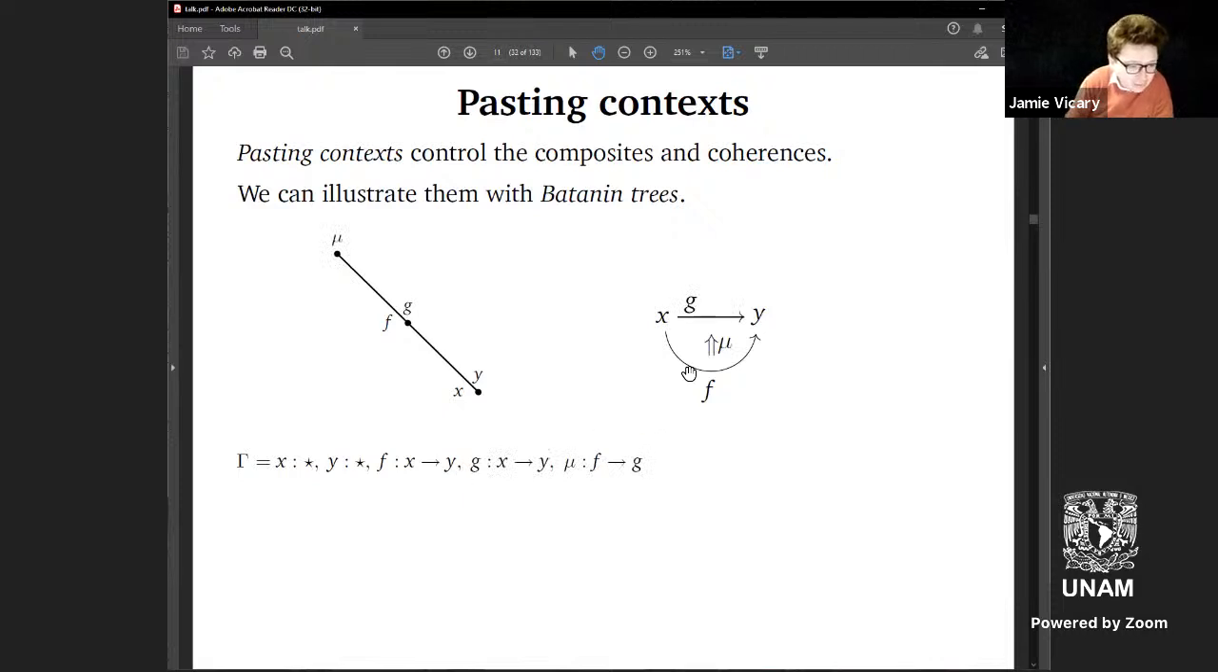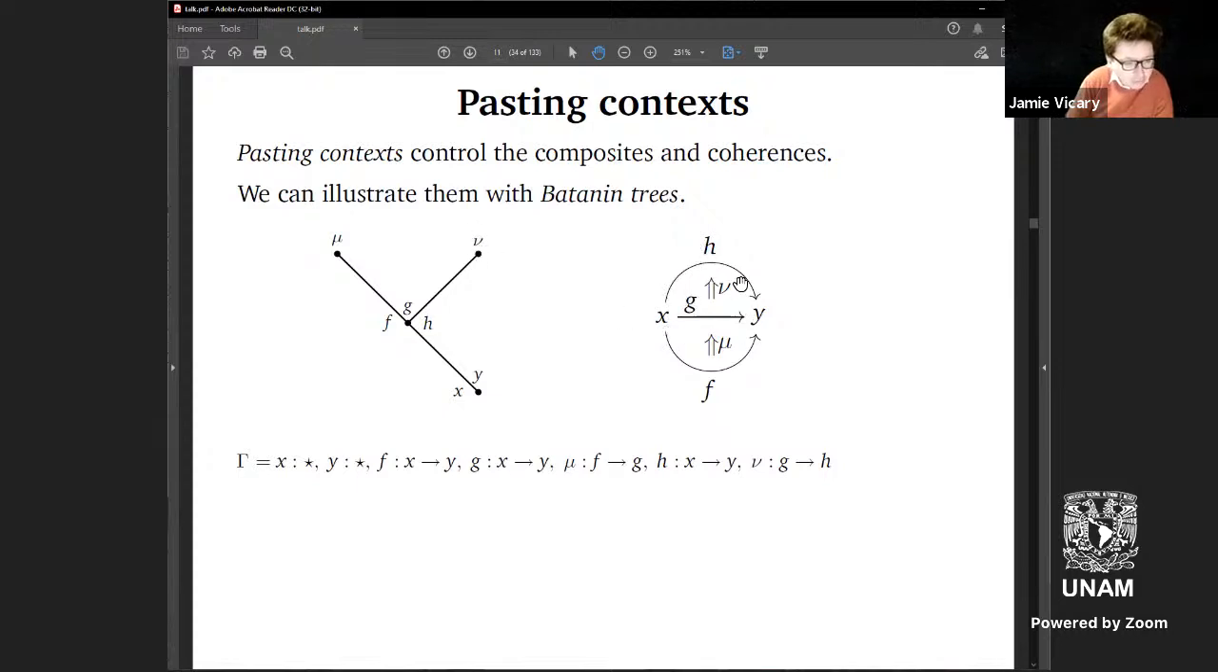Now I'm going to add a 2-cell mu going to some G. So what did we have to add? Well, we had to add G also going from X to Y, and now mu going from F to G. And mu has appeared as an extra leaf here, right? Now I'm going to add nu. Nu goes from G to H. And I've added this up here.